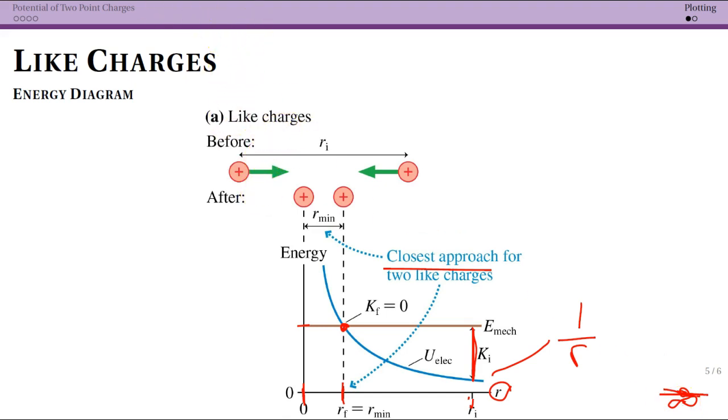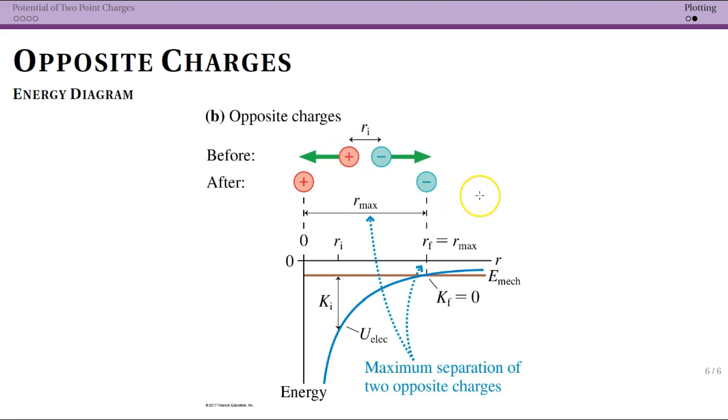Now let's think about opposite charges. Now we're actually going to start them close, our initial here, but with velocities that are going away from one another. But these are oppositely charged, so they're going to have an attractive force that's going to slow them down, and they actually have a maximum separation. At this maximum separation, they stop, and they're going to start accelerating towards each other once again.